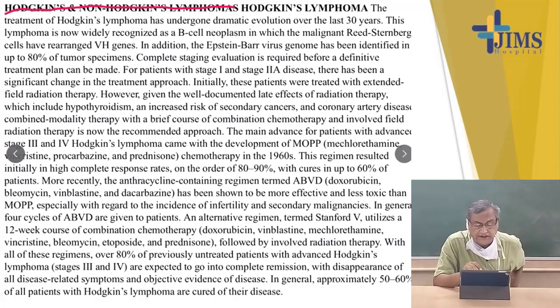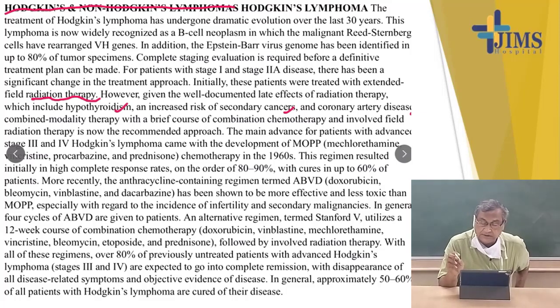For patients with stage 1 and stage 2A disease, there has been a significant change in the treatment approach. Initially, these patients were treated with extended-field radiation therapy. However, given the well-documented late effects of radiation therapy, which include hypothyroidism, increased risk of secondary cancers, and coronary artery disease, combined modality therapy with a brief course of combination chemotherapy and involved-field radiation therapy is now the recommended approach.